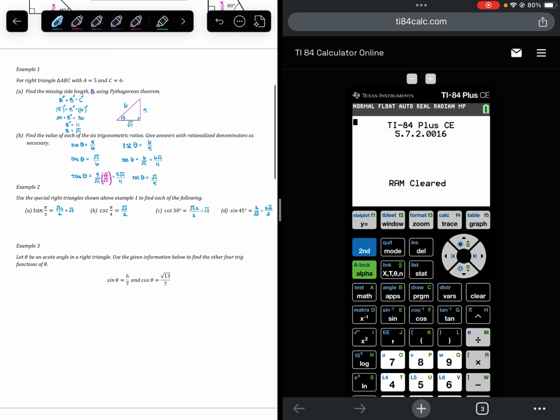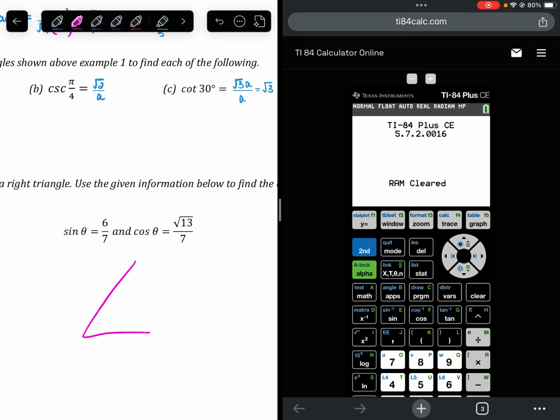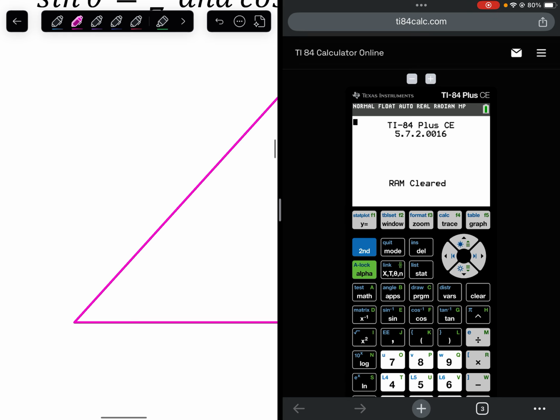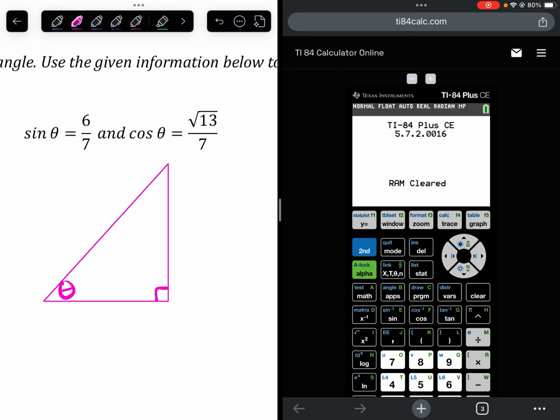Example 3. Let theta be an acute angle in a right triangle. Use the given information below to find the other 4 trig functions of theta. So it says it's an acute angle in a right triangle, so I'm going to draw a right triangle. There we go. That's going to be my right triangle. I'm going to call that theta. Obviously that's the right angle. We always want to use that bottom angle to reference theta.